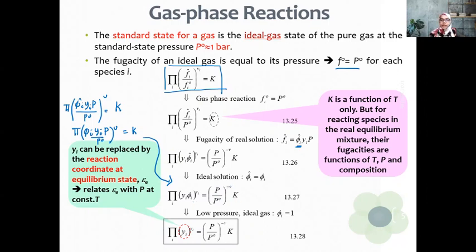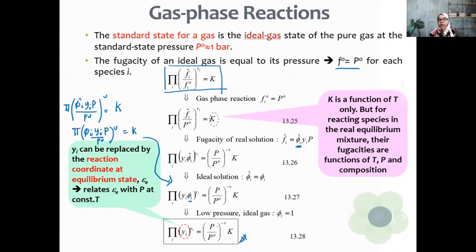Okay, for low pressure, the fugacity coefficient is equal to 1. So we can have this final equation: the product over each species equals P over P naught, or P standard, to the power of minus the stoichiometric number, times the equilibrium constant. P naught, the standard pressure, is usually equal to 1 bar.